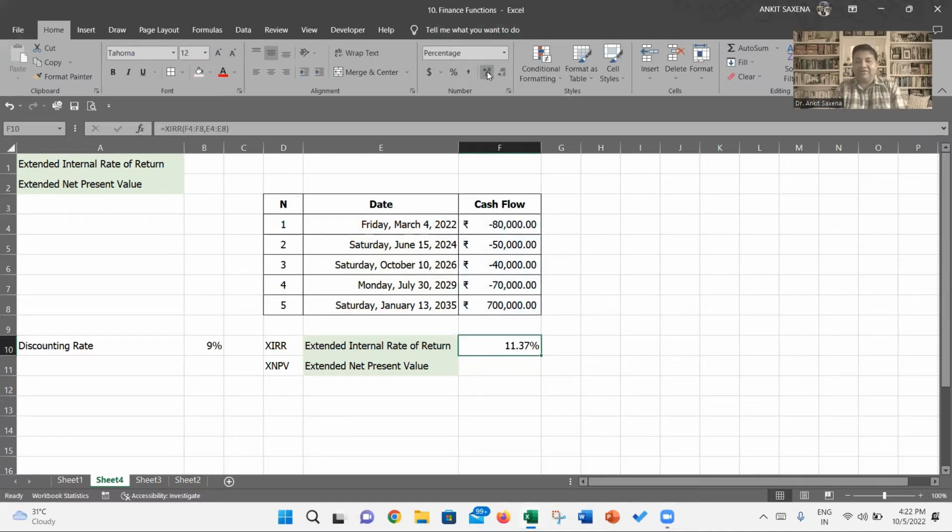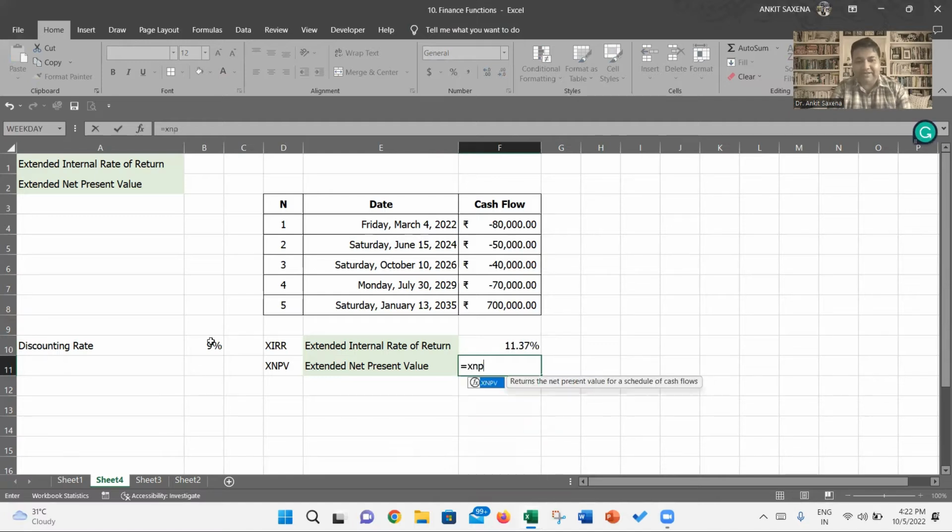So the XIRR in this particular case is 11.37%. Now, as we discussed in the previous video, it is more than the discounting rate, so my net present value should come out positive. Let us see how that happens. If I'm taking XNPV, again it is asking me first of all for the rate at which I want to discount. I want to discount at this rate, 9%, comma, what are the values that I want to discount? I'll select the entire range here.